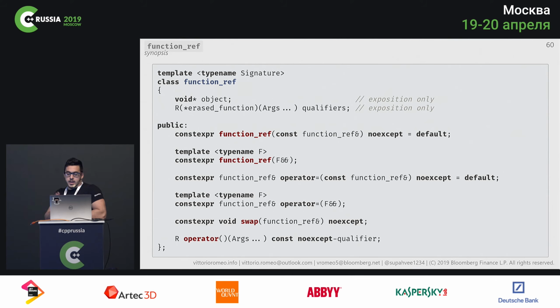So this is what it looks like in the interface. You basically have a void star object that refers to any callable object, and then an erased function pointer that allows you to invoke the operator call or the function that you are basically referring through the object pointer. And then you can construct this thing. You can construct it from any callable f. There is some magic here to make sure that f matches the signature you passed.